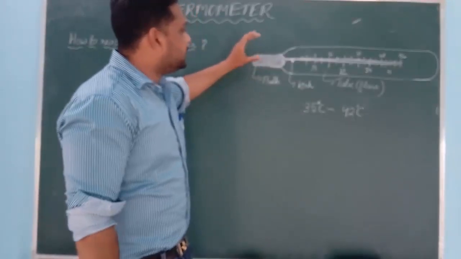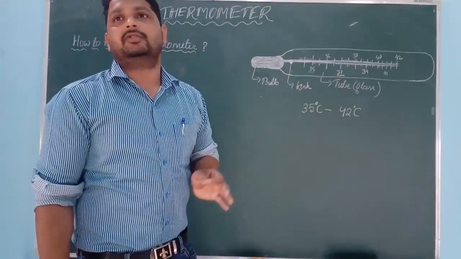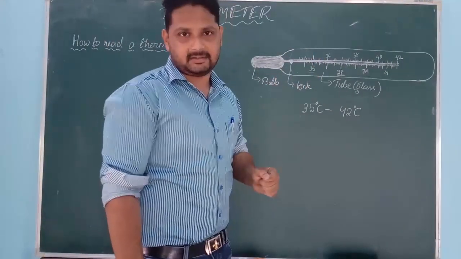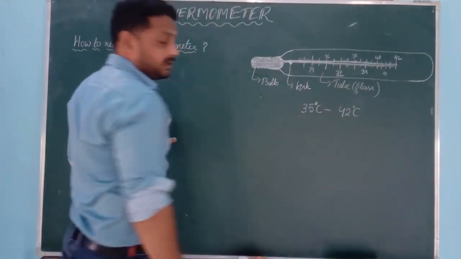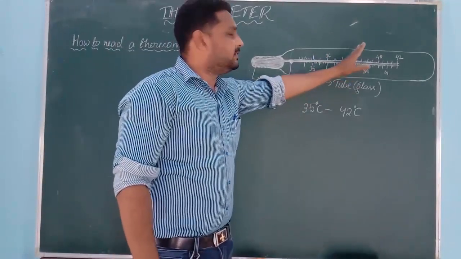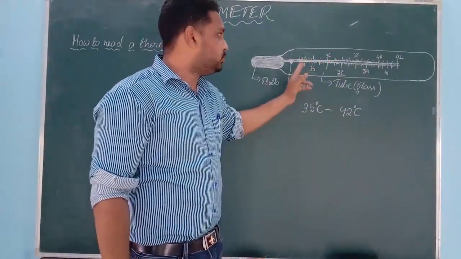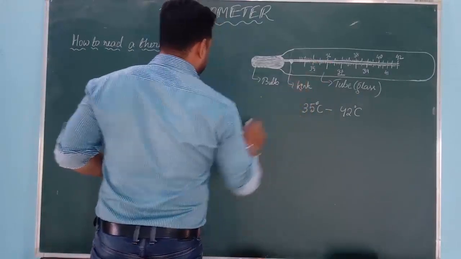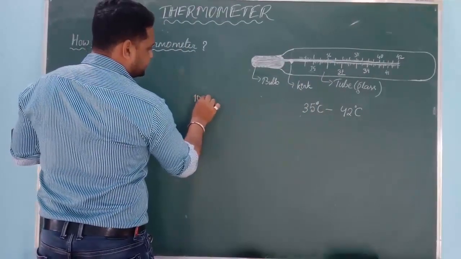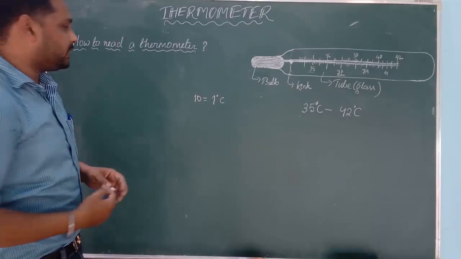So we understood how it works, right? Basically, when this metallic bulb is kept under the mouth, the metal expands and goes to a point. So how do we read the exact temperature? As you can see, between two numbers there are some lines, right? Each number represents the corresponding temperature in Celsius. Between two numbers there are lines. In this case there are 10 different lines. So 10 lines equal 1 degree Celsius.